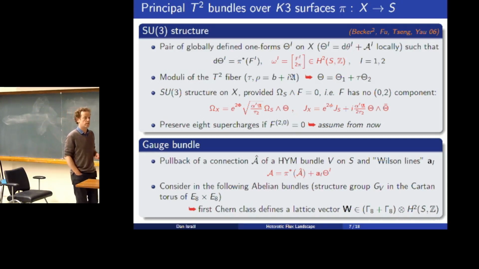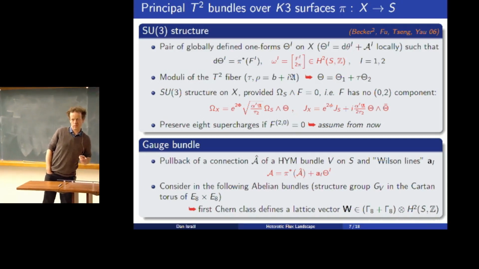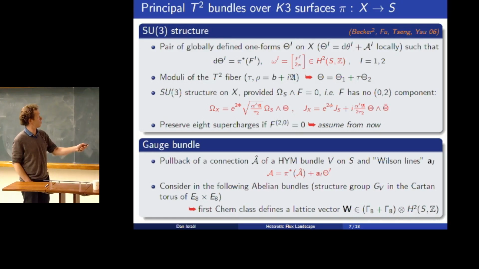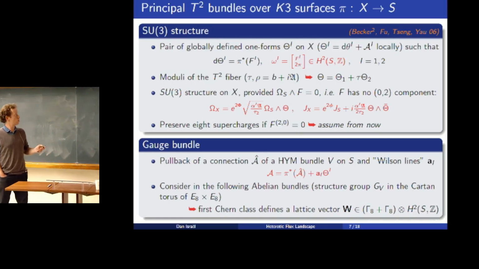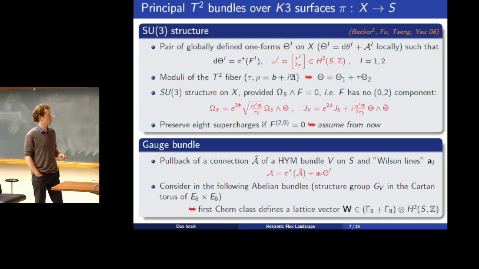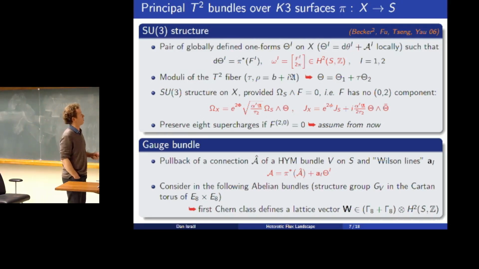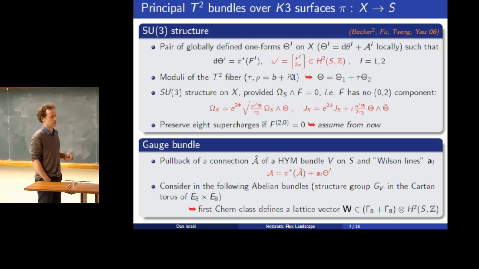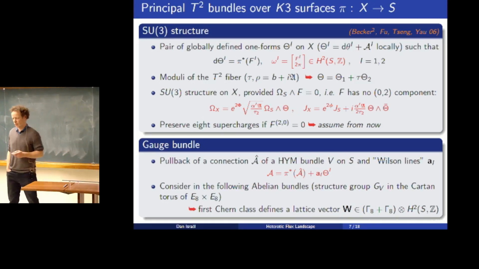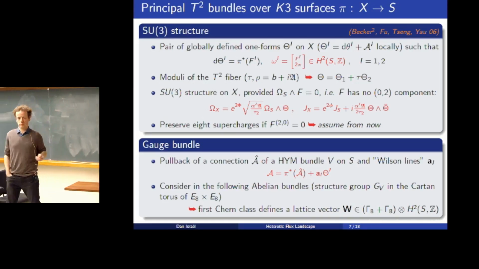So it's not always the case that it defines the necessary structure. You have to ensure that F, which is F1 plus tau F2, where tau is the complex structure of the torus, shouldn't have a 0-2 component. So this is what we assume, no 0-2 component, sorry. This is what we assume from now, of course, because we want supersymmetry.